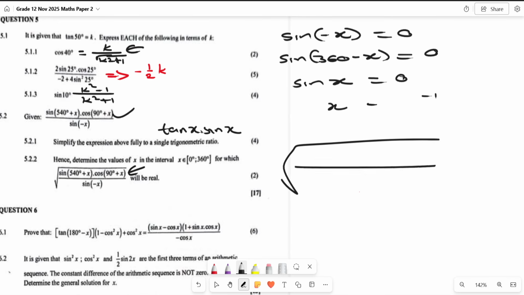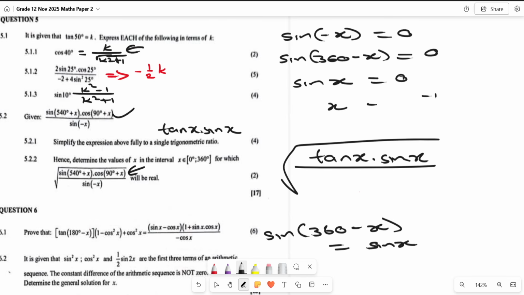Remember, the numerator of this is equal to tan x times sine x. Remember, the denominator is sine of minus x, so we'll just say 360 minus x. This is going to be sine x. That means that our denominator is sine x. Now let's just simplify what we have in there.